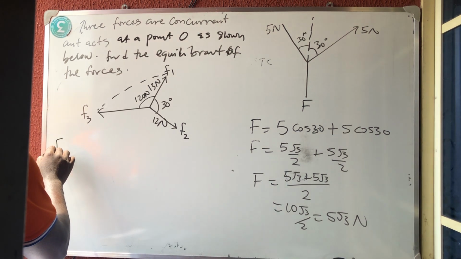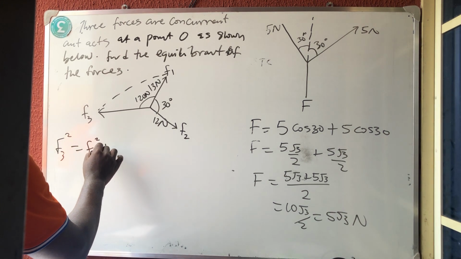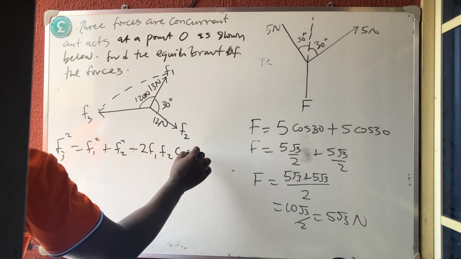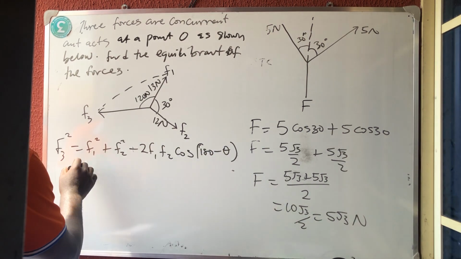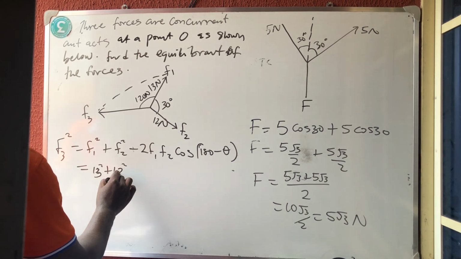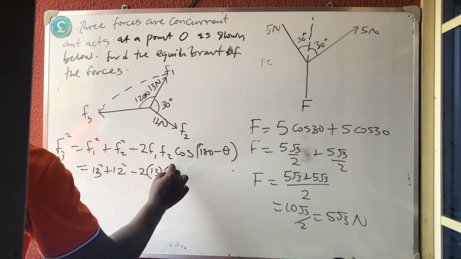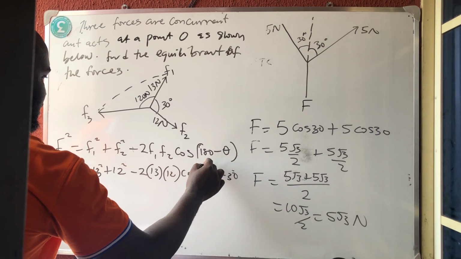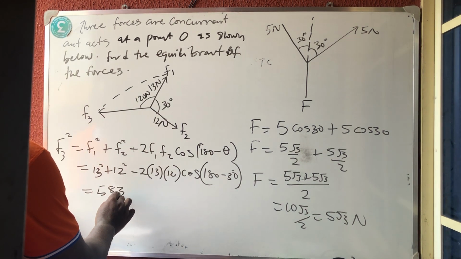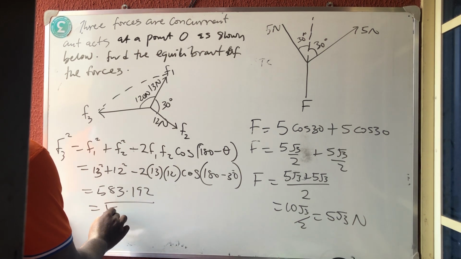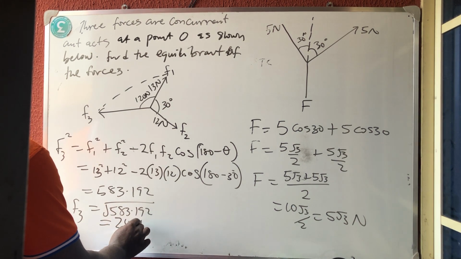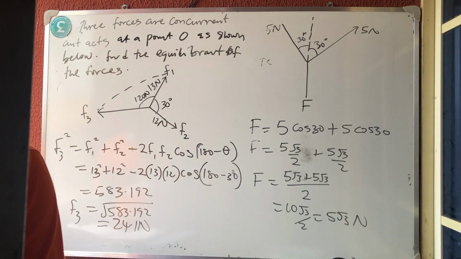So I'm using R, that is F3. F3 squared is equal to F1 squared plus F2 squared, minus 2 F1 F2 cos 180 minus theta. That's what I'm going to use. So I'm having 12 squared plus 13 squared, or 13 squared plus 12 squared, minus 2 times 13 times 12, then cos 180 minus that 30. If you do everything, you're going to have 583.192. So I'm having the square root of 583.192, which is equal to 24.1 Newton.